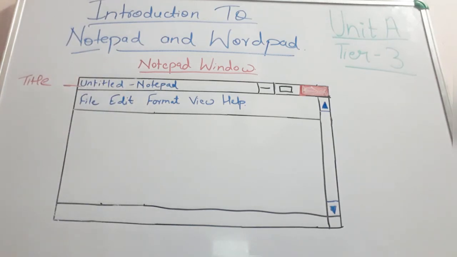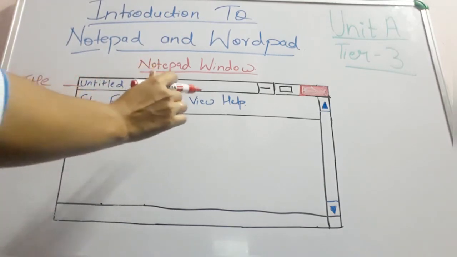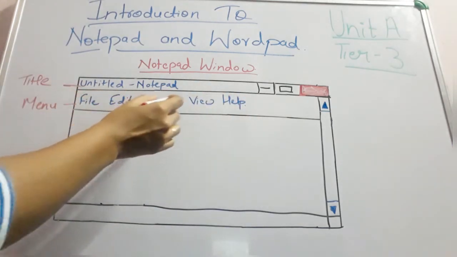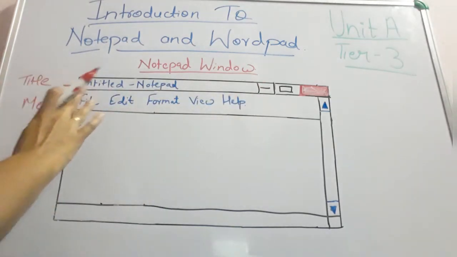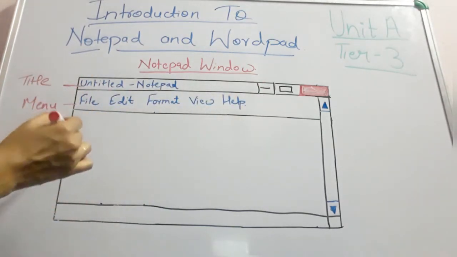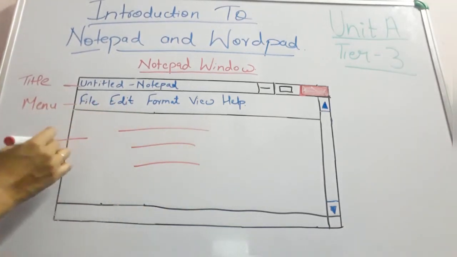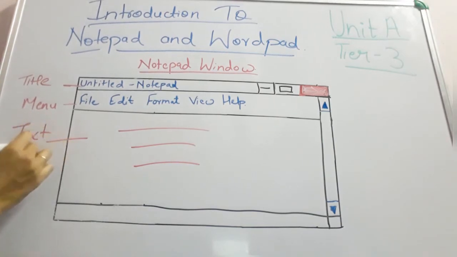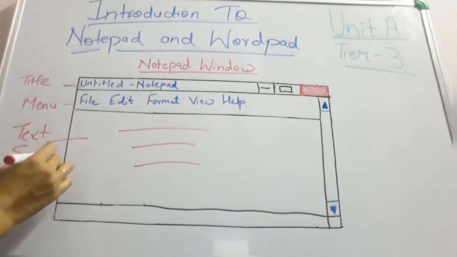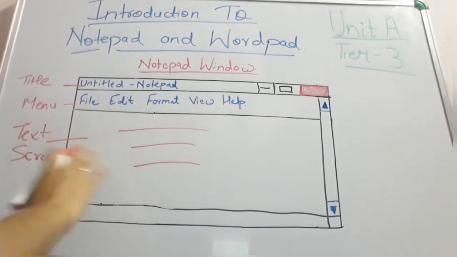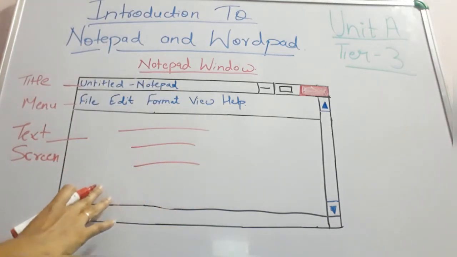Okay, now the next thing is the menu bar. See, this is the menu bar. It displays the various options, like File, Edit, Format, View, Help. So these are the various options present on your screen. Now this area is called the text screen. This area is the text screen on which you can type or write anything, whatever you want to write.